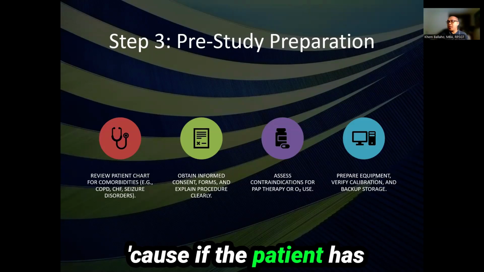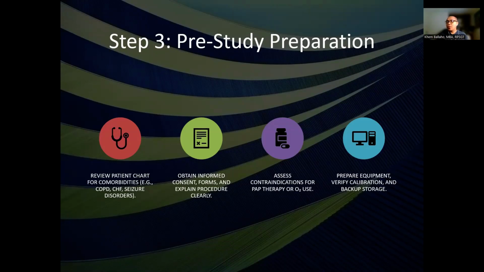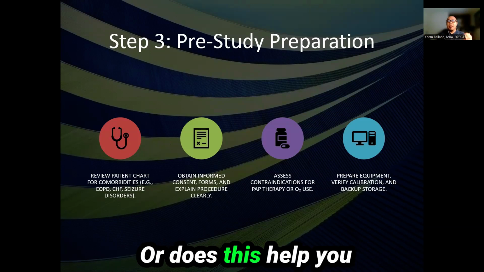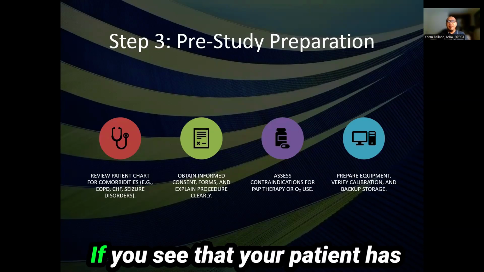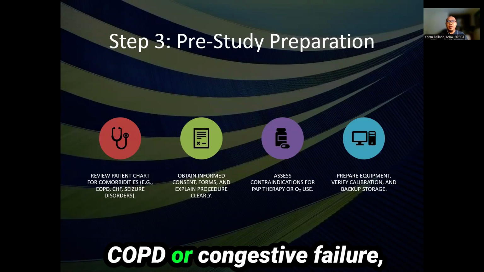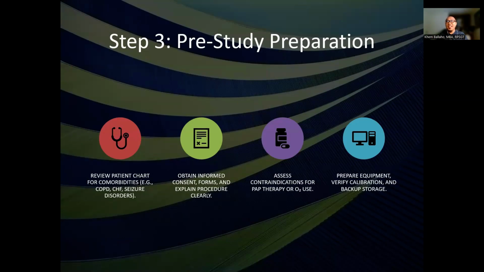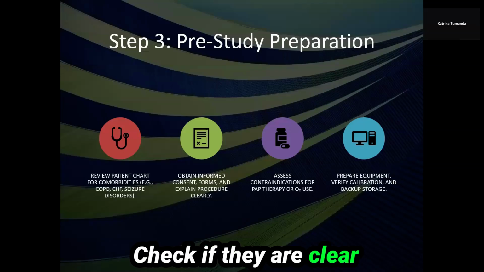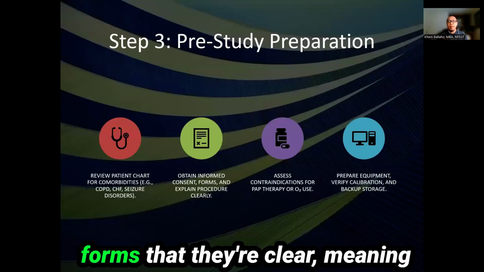Because if the patient has any of these comorbidities, what are you going to do? Are you just going to read it, or does this help you prepare for other stuff? If you see that your patient has COPD or congestive heart failure, what does that make you do? Any ideas? Go ahead. Check if they are clear to do sleep study. Good. What else? So check if they have the consent forms, that they're clear.